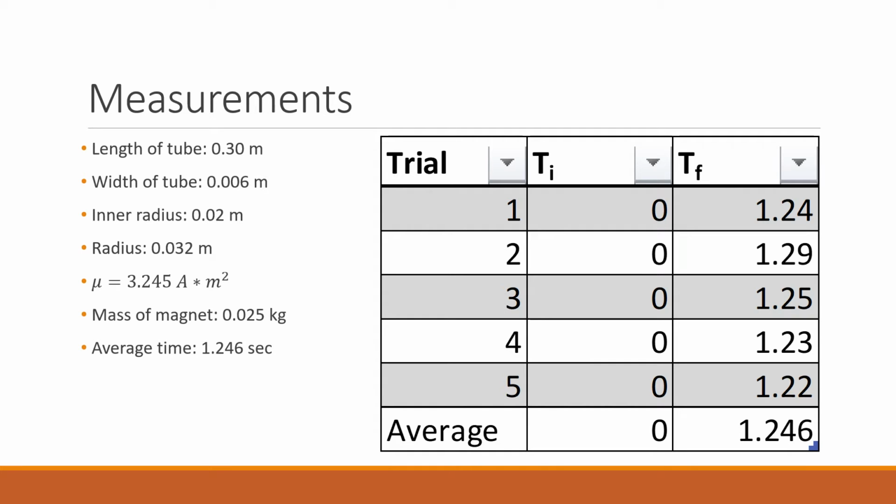3.245 was my mu from lab 3, which is what I used for my first computational model. And the mass of the magnet was measured to be 0.025 kilograms. And running 5 trials of the experiment, I got an average time of 1.246 seconds.